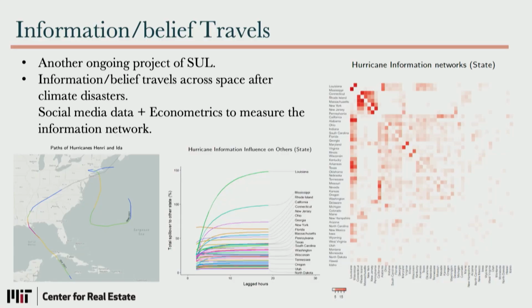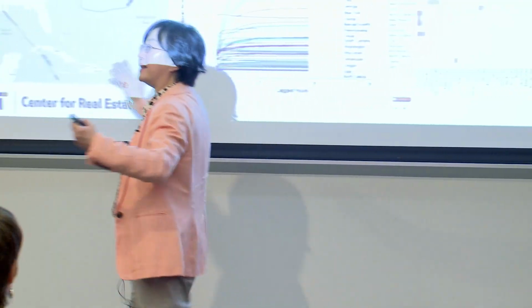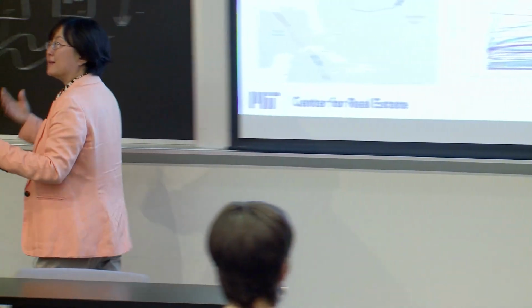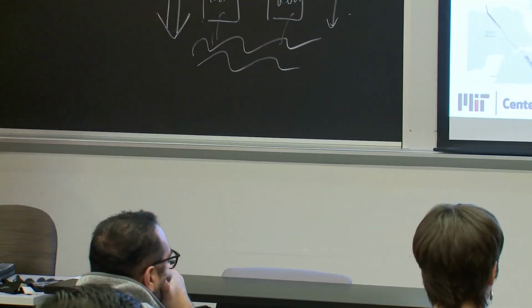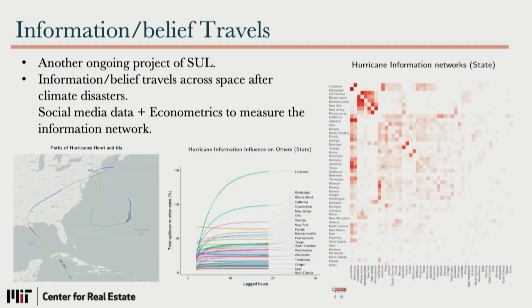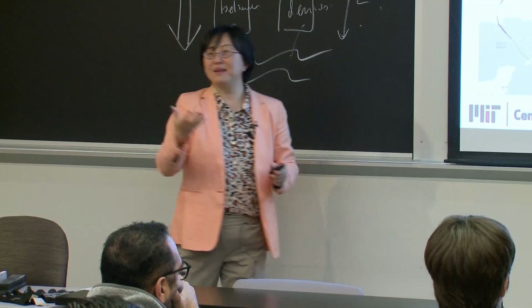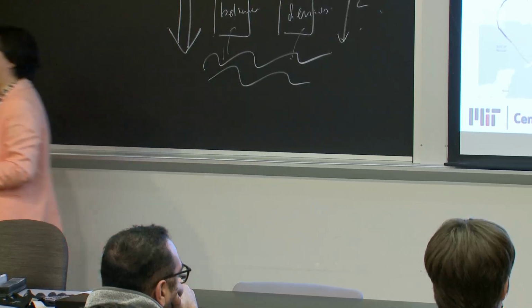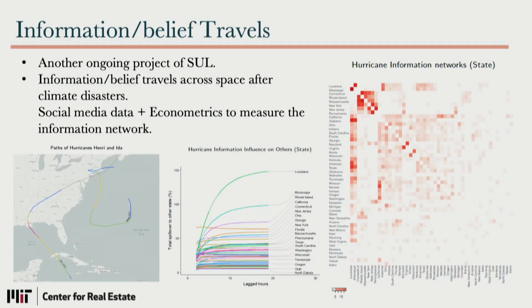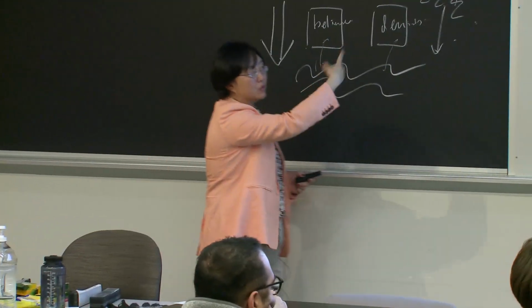So that's basically our matrix of the hurricane information networks, which states have more friends with other states, and how this information flows. That's another ongoing project. These are all about beliefs. You see, it's very interesting. It's a very soft thing, not very concrete, but we can measure it, and we understand that it really matters. And this soft thing will lead to tangible things in new development.